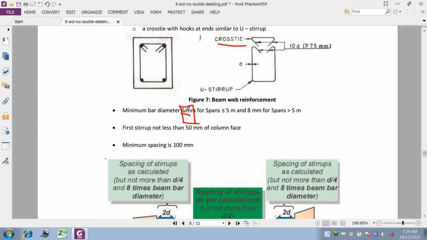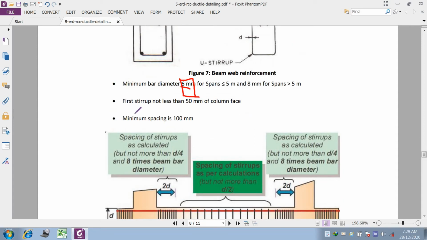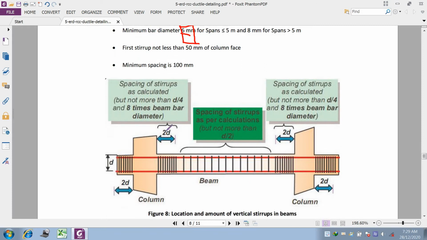So minimum bar of 8 mm for spans less than 5 meter and 10 mm for spans greater than 5 meter can be used. So instead of 6 mm we can use 8 mm, or instead of 8 mm we can use 10 mm. Next, the first stirrup should be not more than 50 mm from the column face, and the minimum spacing is 100 mm. This is the typical arrangement.